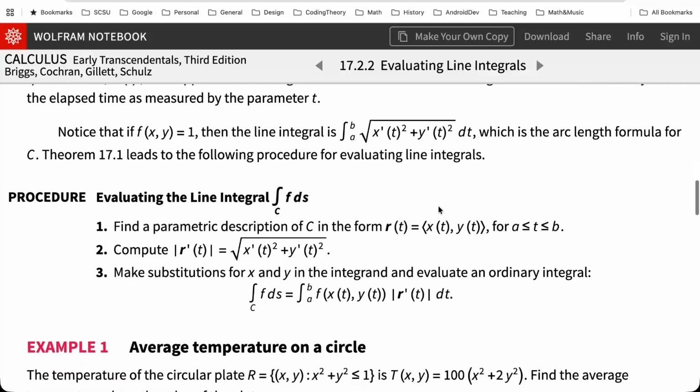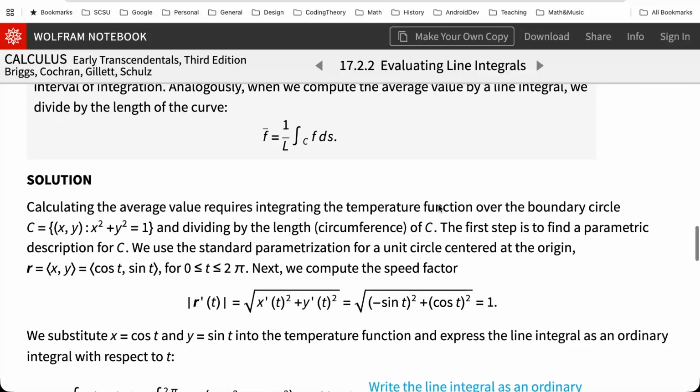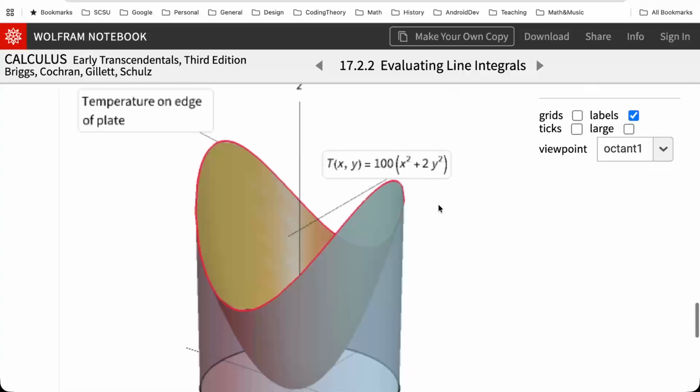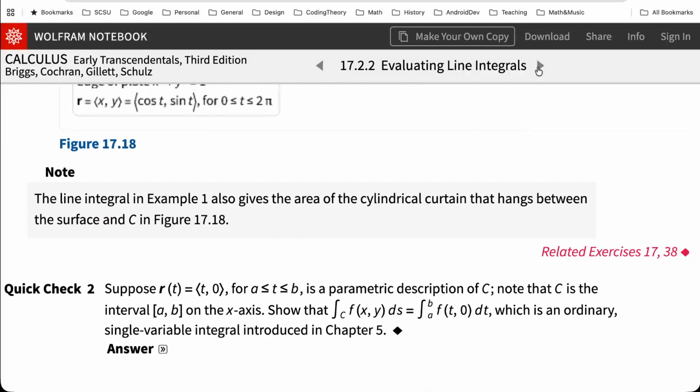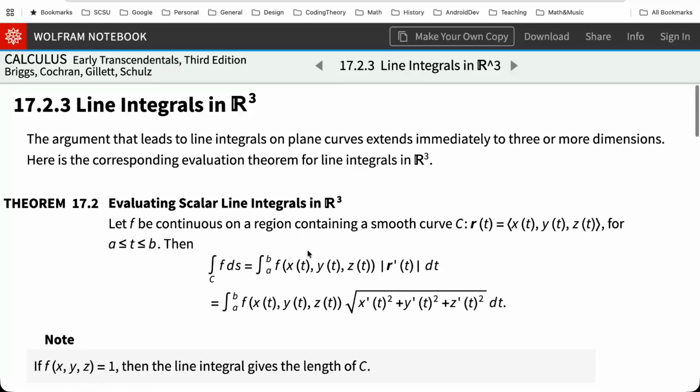I think we better do an example. I don't like that example. You can return to that if you want. Do I have another example? Wait, I think it's in the next section.